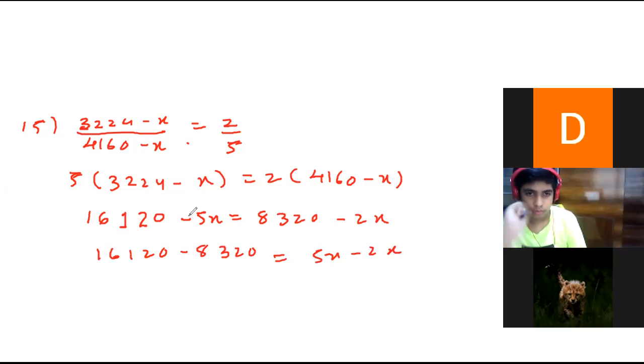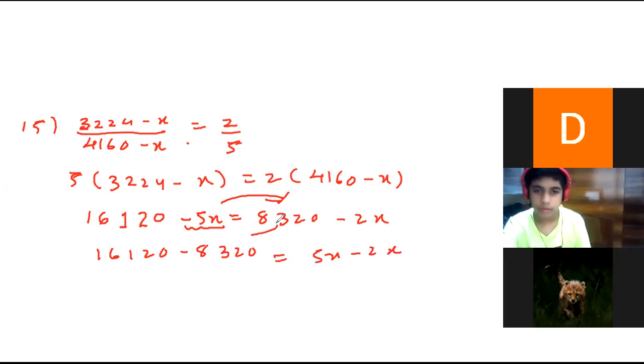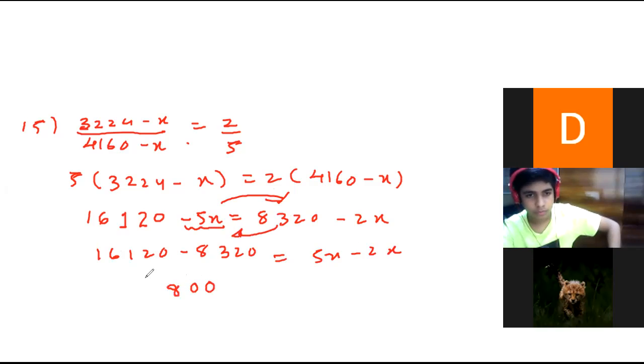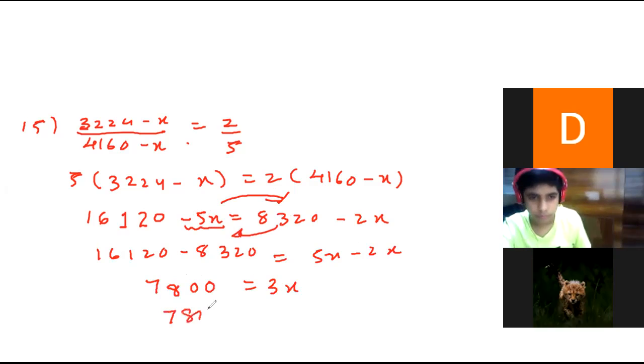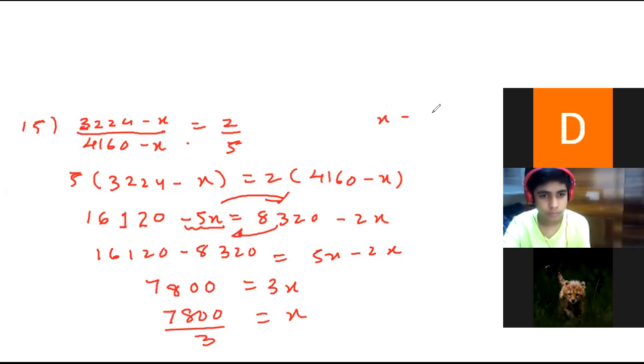Now this 5x goes to that side, becomes plus, and this plus comes here, becomes minus. So 0, 0, 11 minus 3 is 8, 15 minus 8 is 7, 7800 equals 3x. So 7800 upon 3 is x. So can I say x equals rupees 2600. Yes, sir. How to find the rate of interest R?